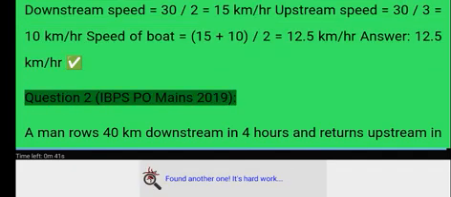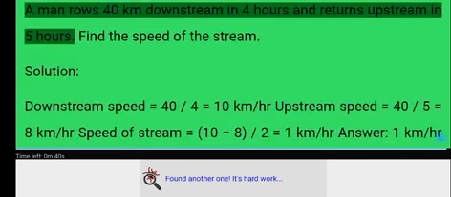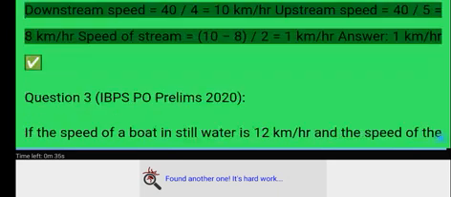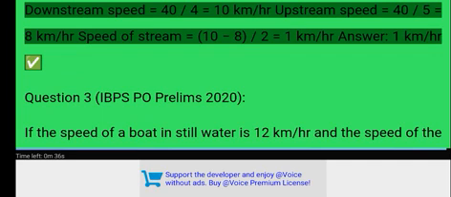Question 2, IBPS PO Mains 2019. A man rows 40 kilometers downstream in 4 hours and returns upstream in 5 hours. Find the speed of the stream. Solution. Downstream speed equals 40 by 4 equals 10 kilometers per hour. Upstream speed equals 40 by 5 equals 8 kilometers per hour. Speed of stream equals (10 minus 8) divided by 2 equals 1 kilometer per hour. Answer: 1 kilometer per hour.